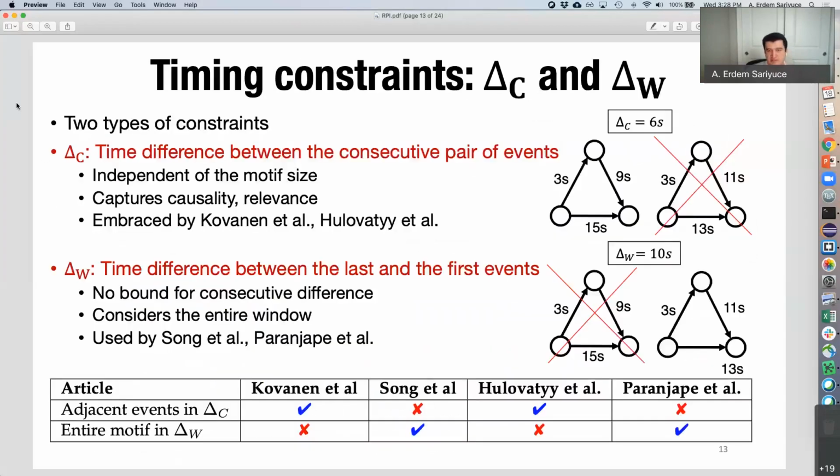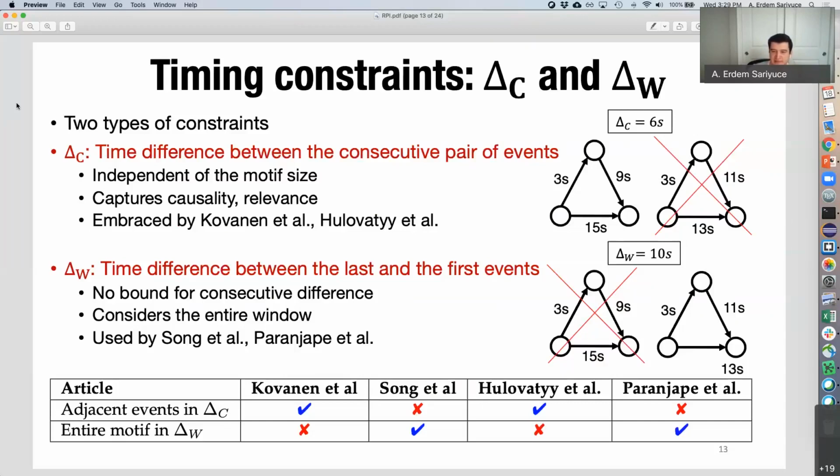So for the timing constraints, there are well-defined two approaches, which makes sense. One is about the time difference between the consecutive pair of events, and the other is about bounding the entire motif. So we call those delta C and delta W. The delta C is formally the time difference between the consecutive pair of events. So this is something independent of the motif size and aimed to capture more like the causality or the relevance relations. They want to make sure two consecutive events are not happening too far in the timeline.